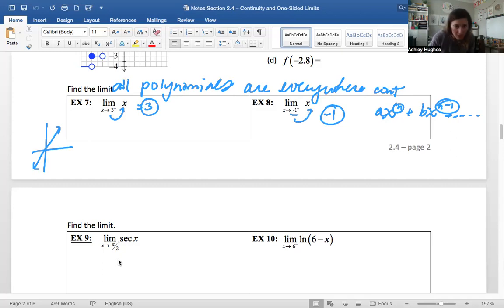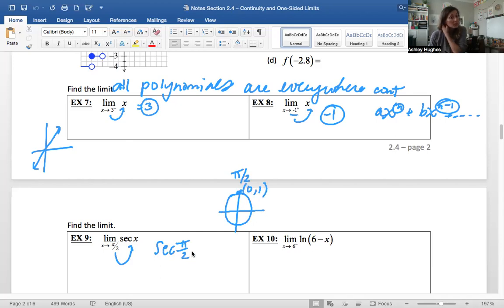Secant. Okay, we're going to just plug in pi over 2. Secant of pi over 2. And from last time, we kind of talked about the unit circle. I have a separate video for that. Pi over 2 is here. Secant. Well, the coordinates here are 0, 1. And secant is the reciprocal of cosine. So secant is the reciprocal of this guy. So the limit doesn't exist because the reciprocal of 0 is undefined, positive or negative infinity.